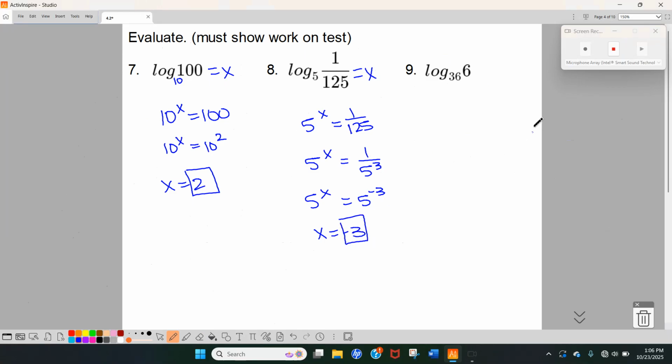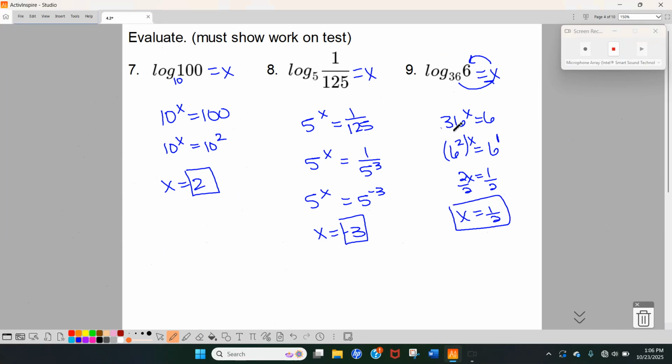All right, so for the next one, same concept, say that it equals x. Write it in exponential form. And then make the bases match so we can use that property we learned in 4.1. So remember 36 is 6 squared. And remember that this is like an understood 1. So now we're saying 2x is equal to 1. So x is 1/2.